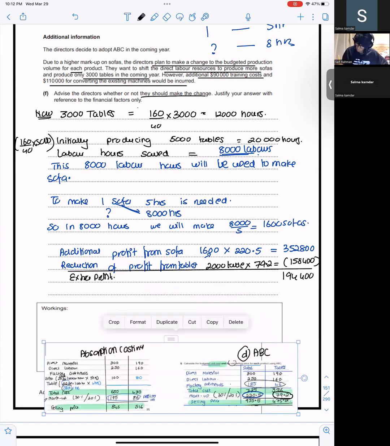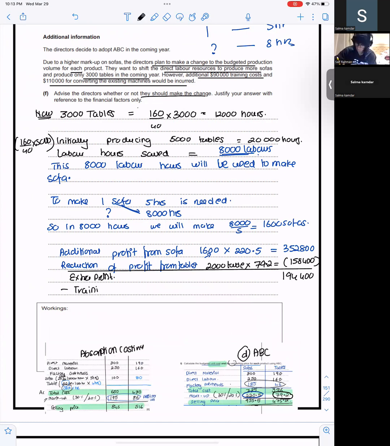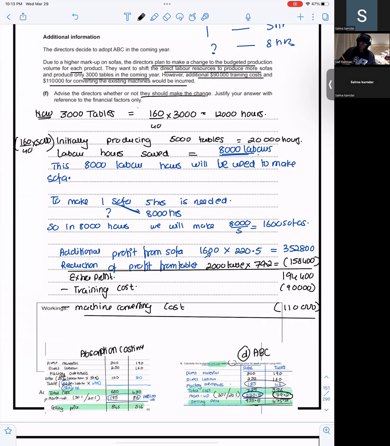194,400. But you are going to spend for training cost. How much are you going to spend for training cost? We're going to spend 90,000. And you're also going to spend 110,000 for machine conversion cost. How much in total? 200,000. So are you going to gain extra profit, or will there be a decrease in profit? There will be a decrease in profit.